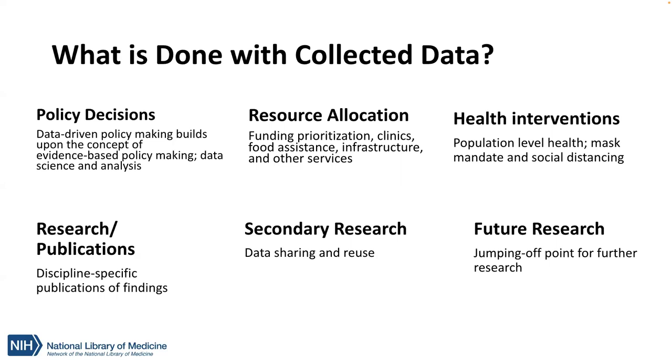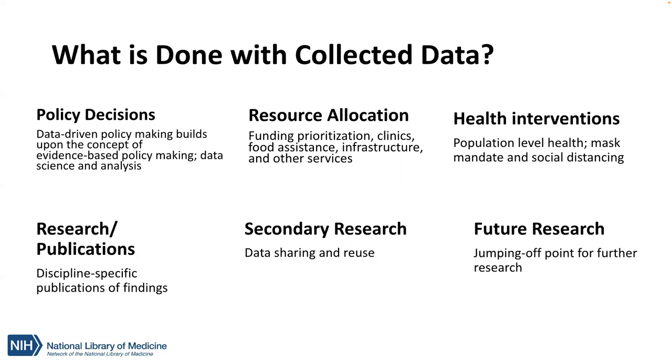We talked a little bit about public health interventions and public health surveillance, and often that will be used for things like public health interventions. So this will be at the population level, recommendations from people like the CDC. In addition, we have research and publications. So collected data that is analyzed and has some demonstrable findings. Often that will be published in a discipline-specific publication, and ideally that data will be made available. But more to the point, often the findings that we find from our data are published.